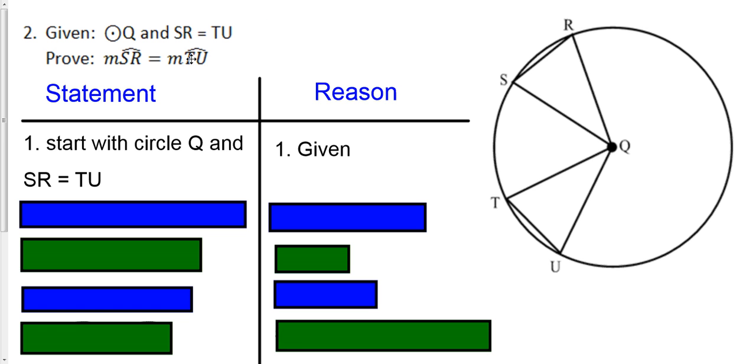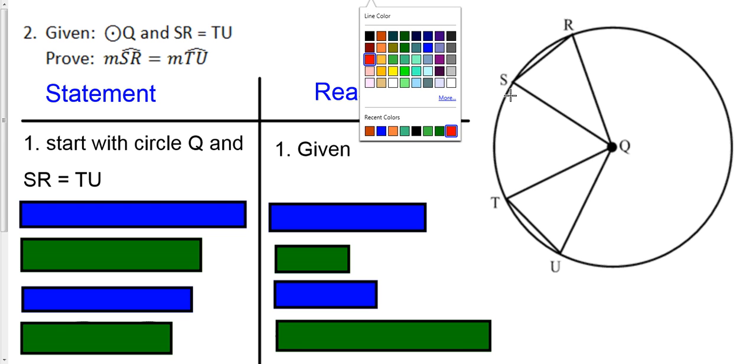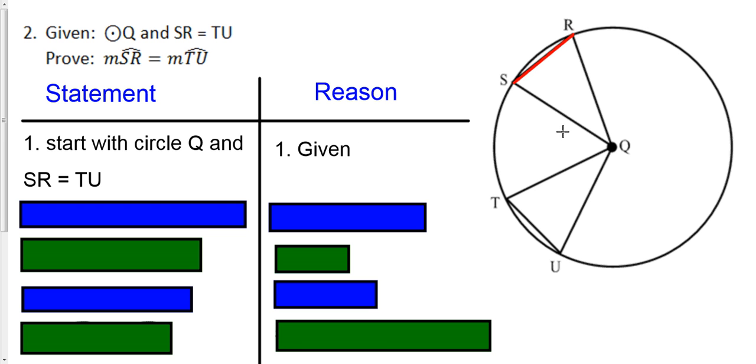Here we have a proof. We are given circle Q, so this circle given by its center is Q, and we're told that SR equals TU. So I'm going to draw that on here, in red. This length is the exact same as this length. Put that in little marks. This is the same as this. And we're trying to prove that this arc, so this blue arc, is the same as this blue arc. So essentially we're trying to prove the congruent chords theorem that we learned in our last unit, or last lesson. We're trying to prove that that is always true.